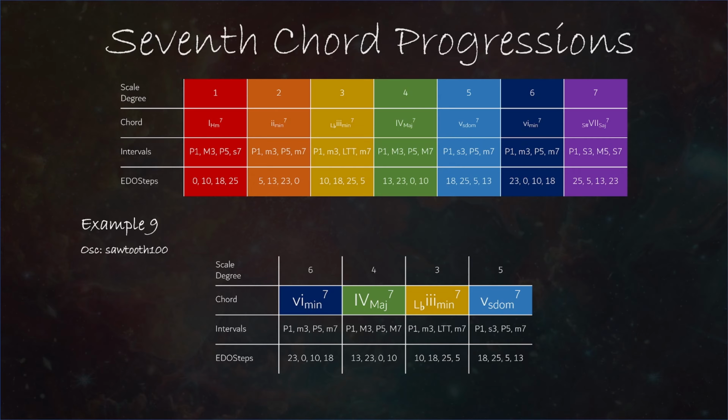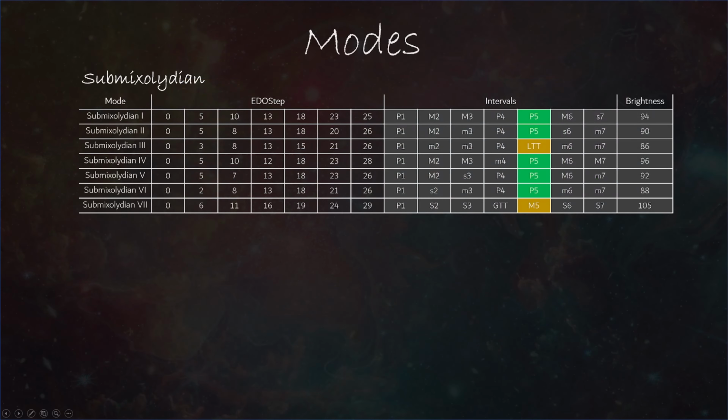So that's just a couple examples of different chord progressions you can build with submixolydian. This is obviously just a small sample of what is possible, so hope you guys can experiment and let me know if you find more interesting combinations. We will move on to the different modes.